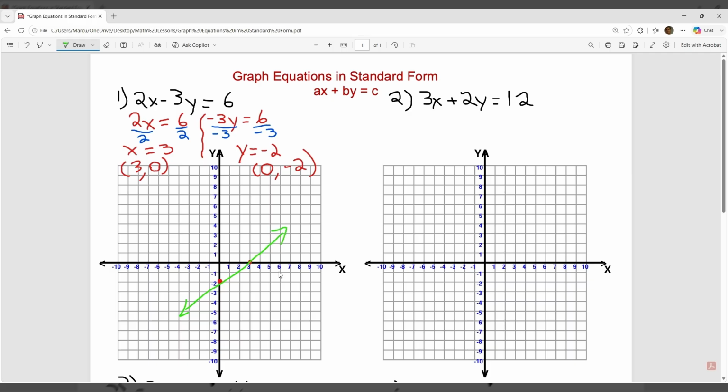Another way you could have done this is to rewrite this equation right here in slope-intercept form. And once you have the slope-intercept form, y equals mx plus b, you can also graph. Please pause the video and try question number 2.